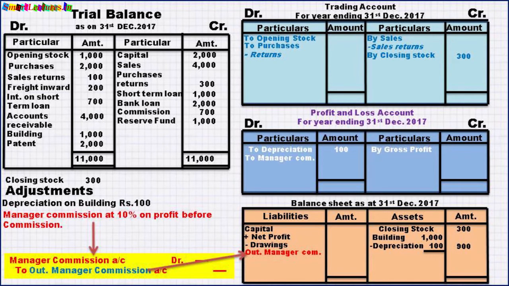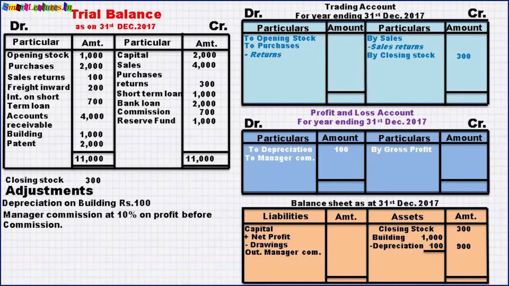outstanding manager's commission. But at this stage, we don't know the amount of manager commission. It will be calculated later on. So we can leave the space for amount. So in this way, we have taken up all the adjustments. Now, come to the trial balance and take all the items one by one. Always be careful. Each and every item of the trial balance will go to the financial statements, means you can't skip any item.